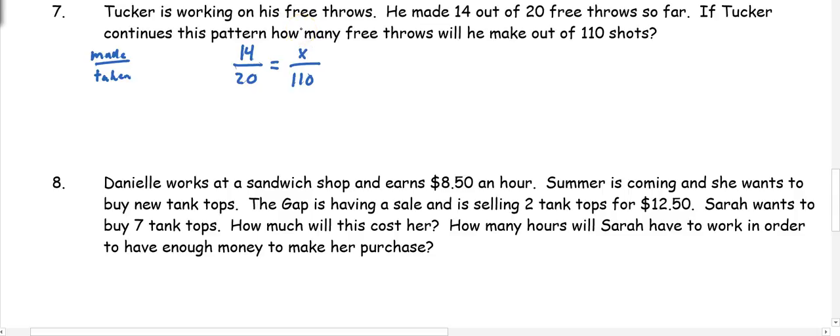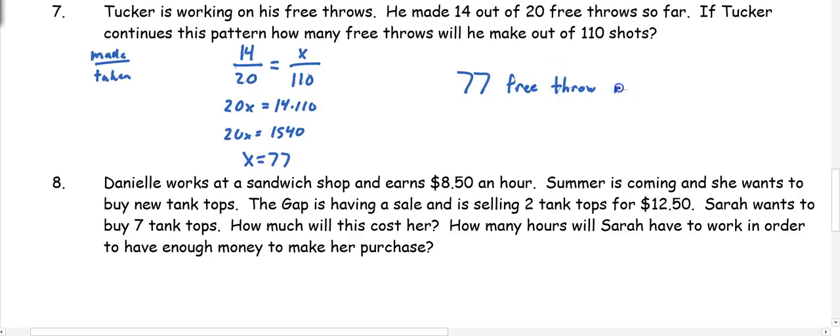So we're assuming that he's going to keep the pattern that he has so far, and we're going to cross multiply. So we get 20x equals 14 times 110. So we get 20x equals 1,540. And when we divide by 20, we get x is 77. So he would make 77 free throws.